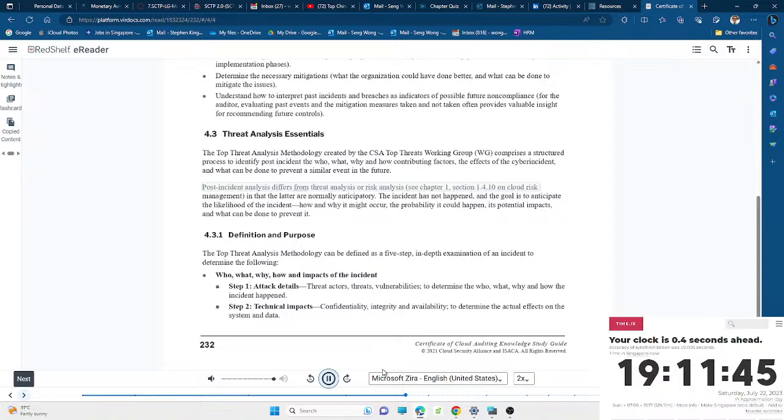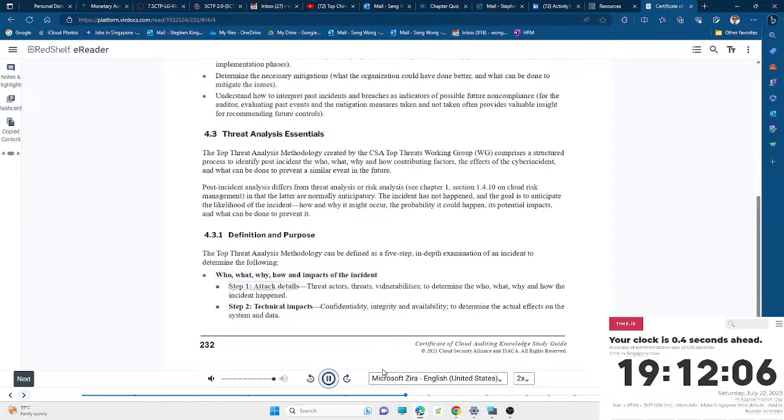Post-incident analysis differs from threat analysis or risk analysis. See Chapter 1, Section 1.10 on Cloud Risk Management, in that the latter are normally anticipatory. The incident has not happened, and the goal is to anticipate the likelihood of the incident, how and why it might occur, the probability it could happen, its potential impacts, and what can be done to prevent it. 4.3.1 Definition and Purpose. The top threat analysis methodology can be defined as a 5-step, in-depth examination of an incident to determine the following: who, what, why, how and impacts of the incident.